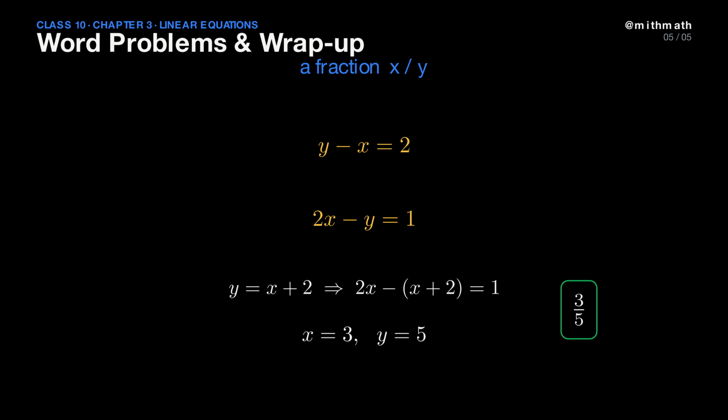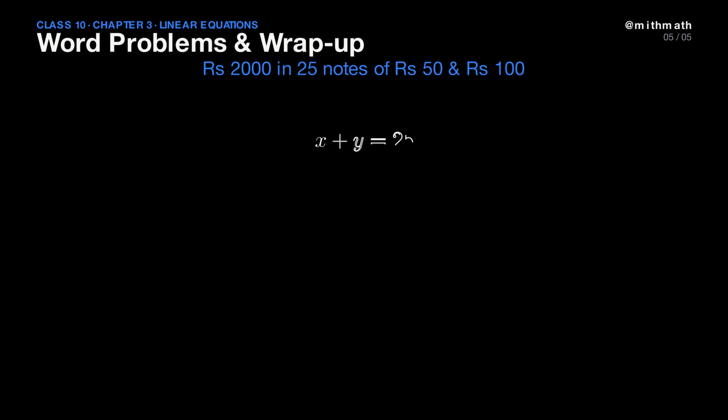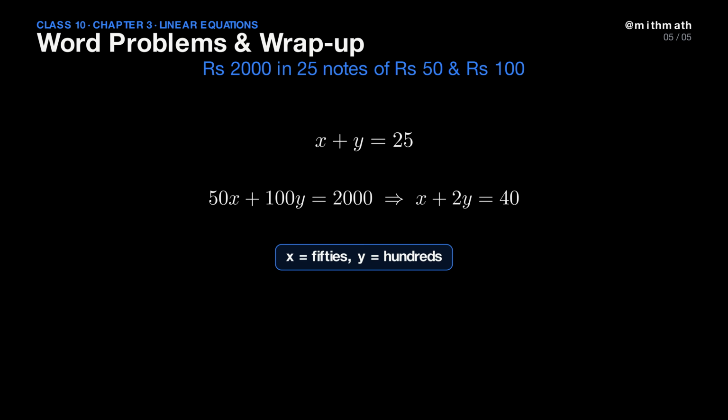It works. Second problem. Meena withdraws 2,000 rupees in 50 and 100 rupee notes, 25 notes in all. Let x be the number of 50s and y the hundreds. Then x plus y equals 25, and 50x plus 100y equals 2,000, which simplifies to x plus 2y equals 40.